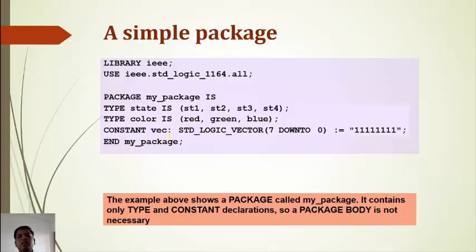Then type color is red, green, blue. Then constant declaration: vector : std_logic_vector(7 downto 0) := "11111111"; end my_package; complete. The example above shows a package called my_package.